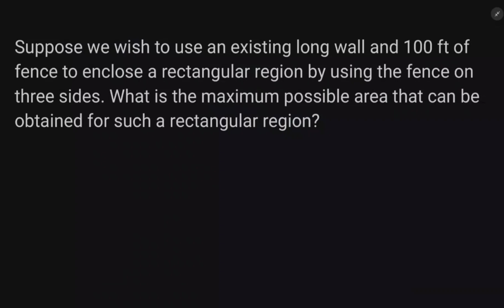In this video, I'm going to solve one very interesting question, and the statement of the question is as follows. Suppose we wish to use an existing long wall and 100 feet of fence to enclose a rectangular region by using the fence on three sides. What is the maximum possible area that can be obtained for such a rectangular region?